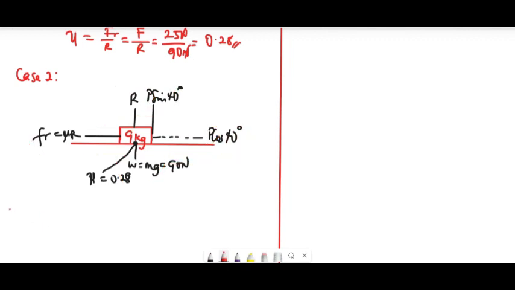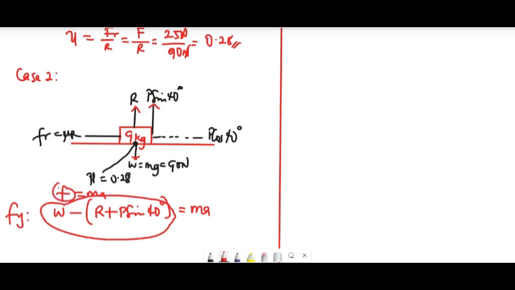If that was the case, then for Fy, I have W to be minus because W is facing downwards. The two here are facing upwards. So I have minus W plus R plus P sine 40 degrees, everything equal to ma, because we are getting that from F equals ma, where this whole of this represents your net force F. Note that acceleration is equal to 0 because the body is not accelerating. Hence, I have W equal to R plus P sine 40 degrees.